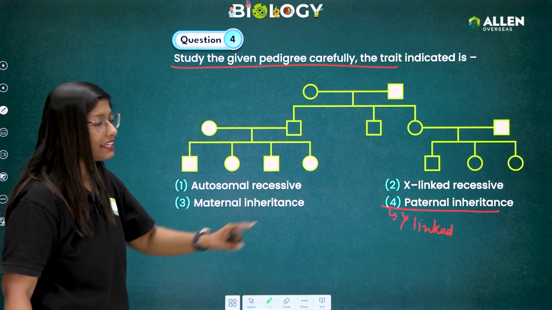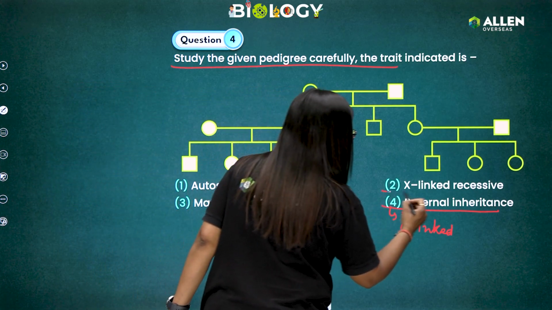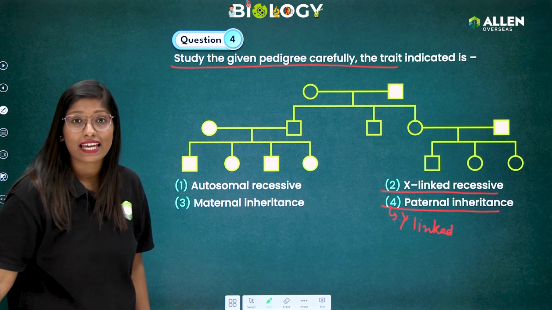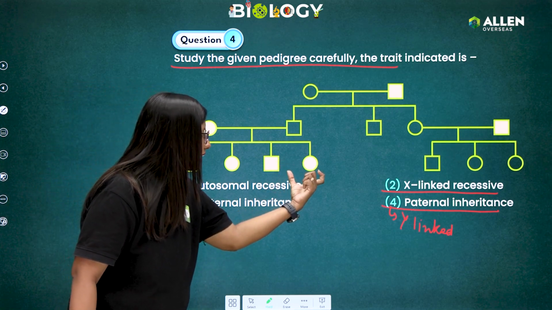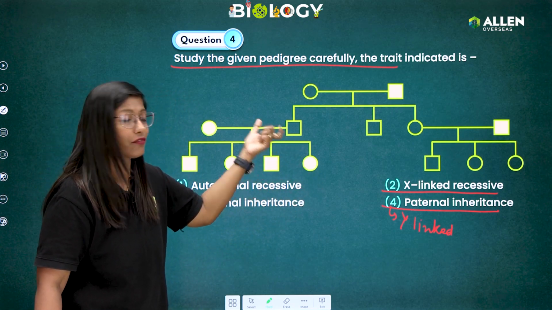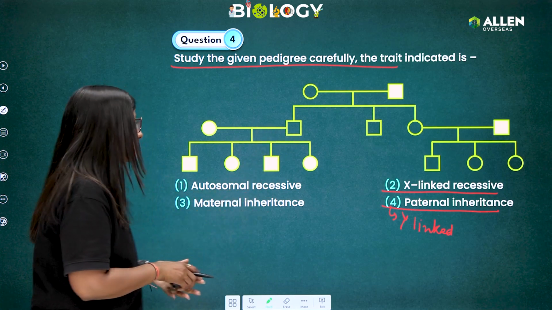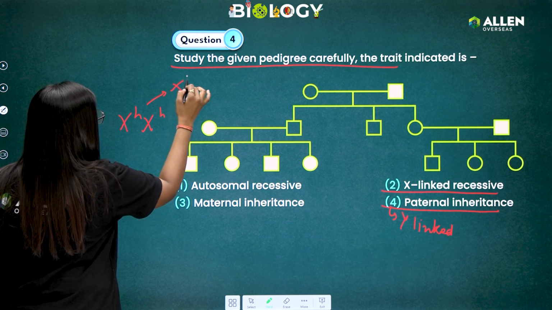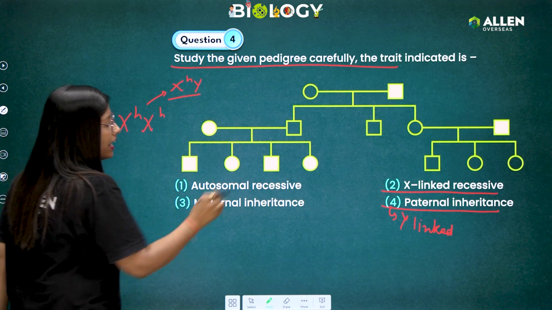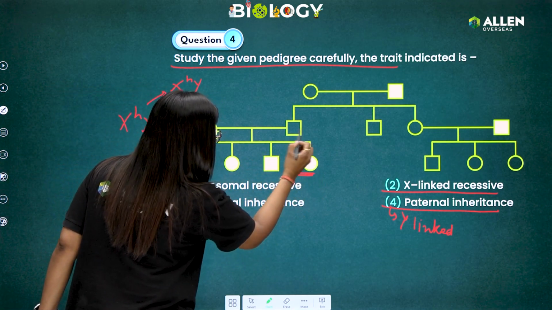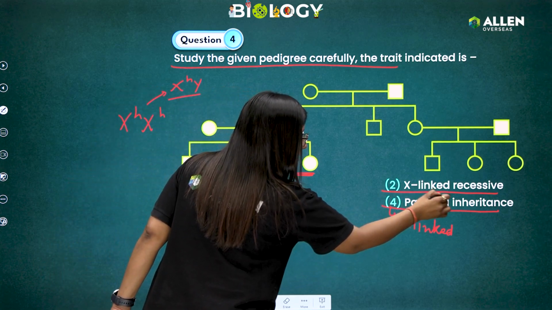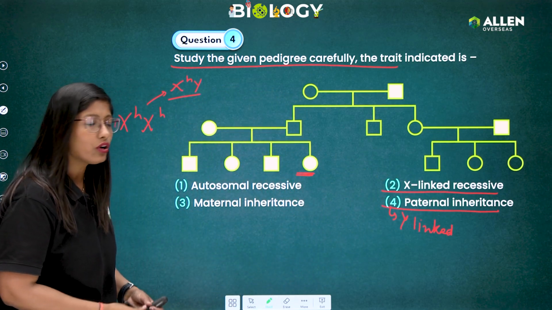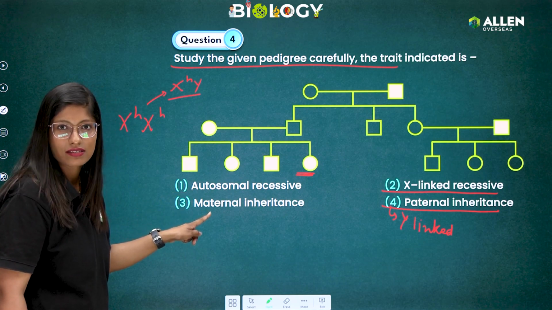Now coming to X-linked recessive or XR. Now you know that if a character is X-linked recessive, then an affected female cannot have a normal father. Likewise, we saw in hemophilia. If the female is affected, the father has to be affected. Here you will see the female is affected, the father is unaffected. So XR is also not possible. Now this pedigree can have these two as the answers, right?